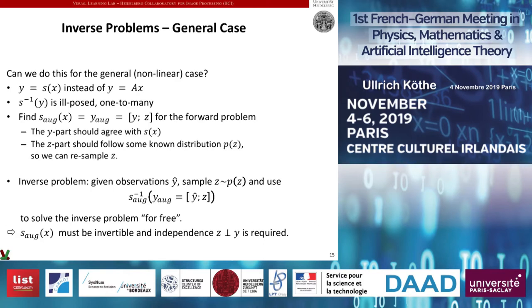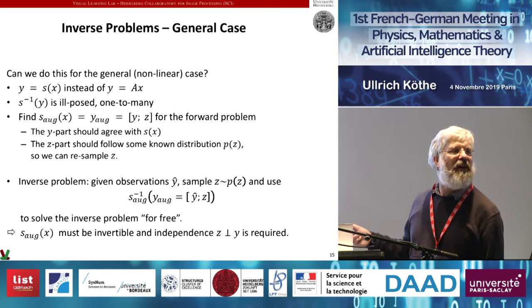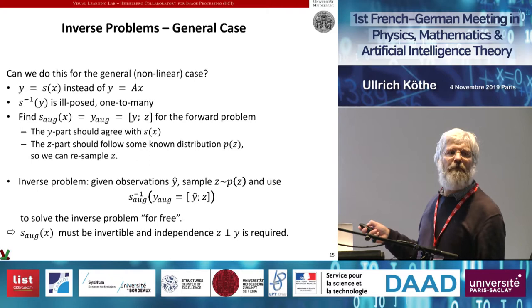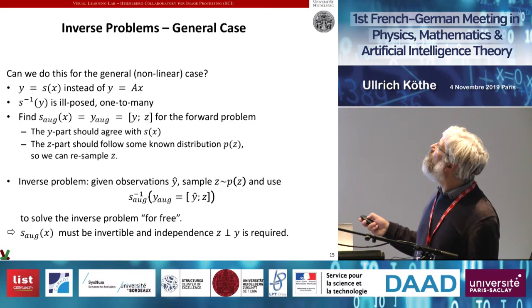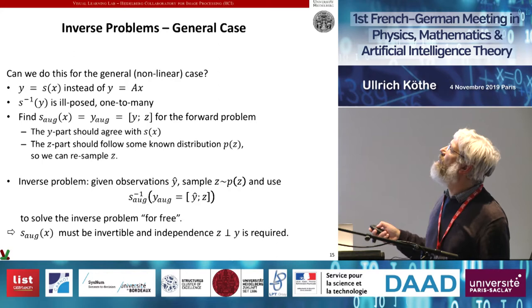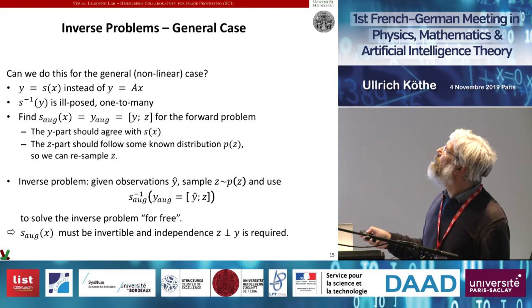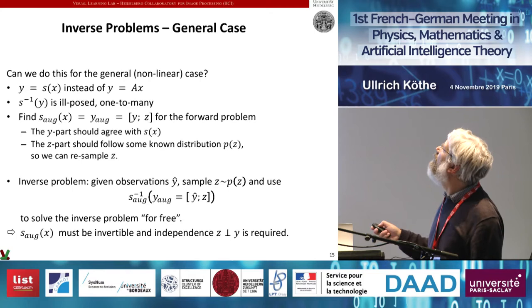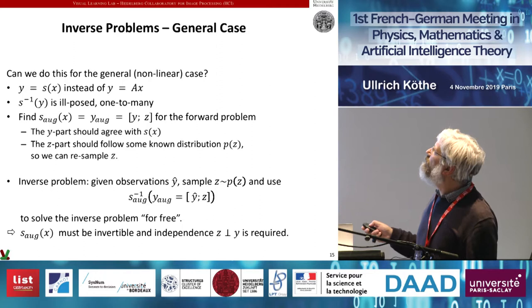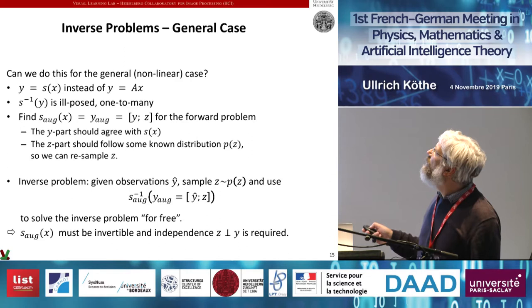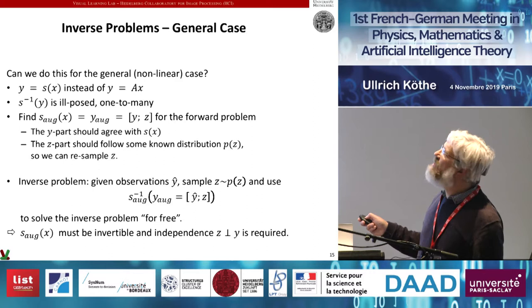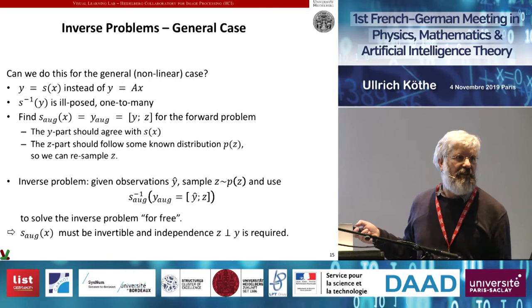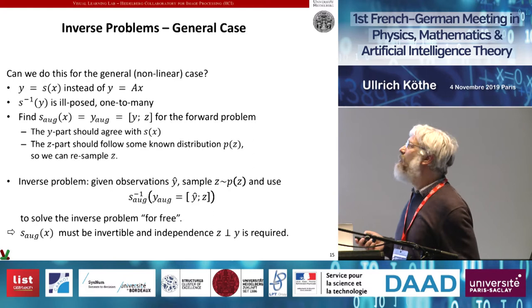So, here is a summary of what we do. We have the forward process S of x, which is now a nonlinear function, some arbitrary complex function, and the inverse is ill-posed, one to many. We create this augmented problem with additional z variables, called latent variables, and then we learn the augmented mapping from x to the augmented latent space of y and z concatenated. Yeah, the y part of this augmented mapping should just correspond to the original forward problem. The z part should be chosen such that the distribution of z in the latent space is something simple that we can easily sample from later in order to create many z's and then map them back to the corresponding sample of x.